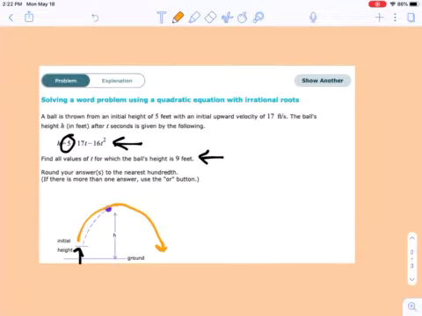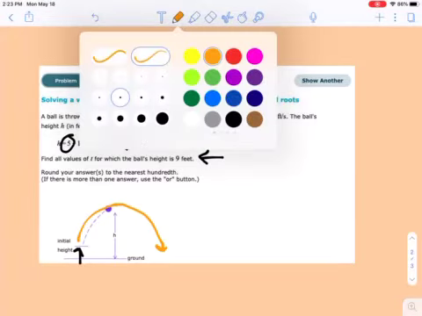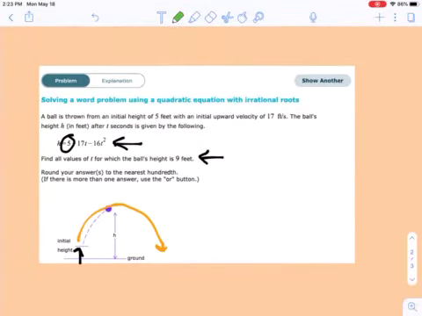They say find all values of t for which the ball's height is 9 feet. So they want to know at what time the ball is 9 feet above the ground. If you look at this, you're going to have 2 times when that happens: a time when it's going up, about right here, and then when it's coming back down again. So we should get 2 answers to this, unless something comes and grabs the ball before it gets there. So let's take a look at that.